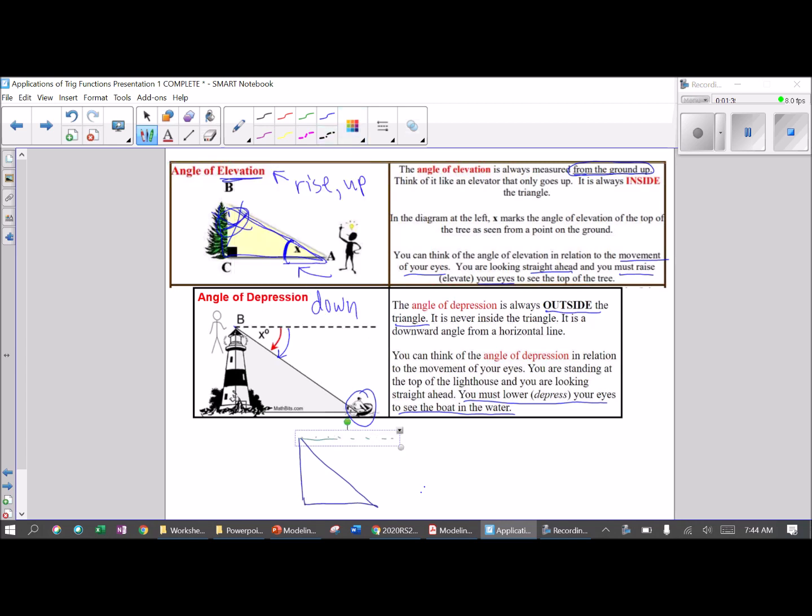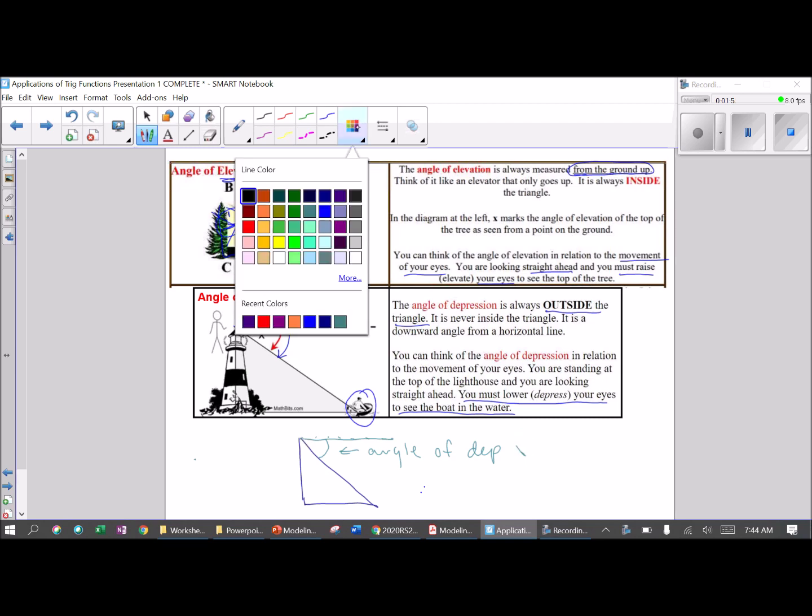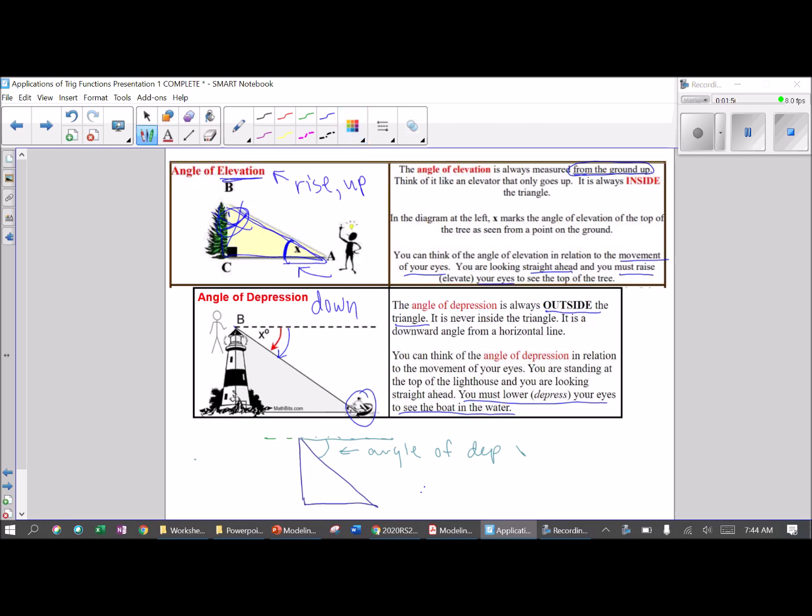Now, one of the cool relationships between angle of elevation and angle of depression is that there's a geometry rule that says if two parallel lines are cut by another line, these two angles are equal. So angle of depression in a triangle equals the angle of elevation. So you can use that to your advantage depending on what angle you want to use inside the triangle, whichever one works best. Let's look at an example.